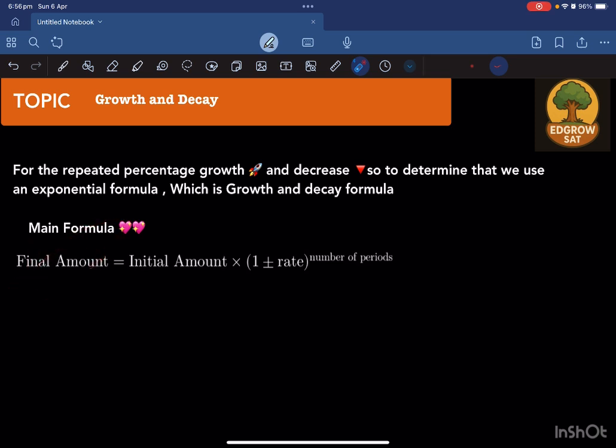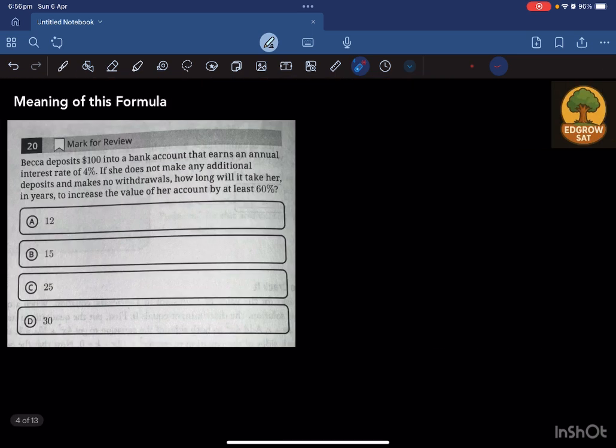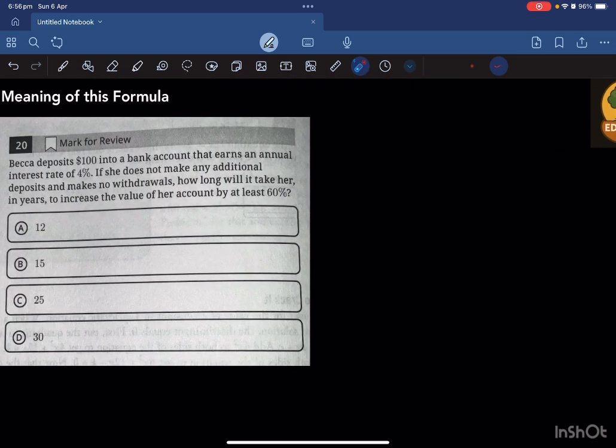So, for understanding this, we will use some questions for better understanding. Let's start with the question. I have taken this question from the Princeton Review book. Becca deposits $100 into a bank account that earns an annual interest of 4%. So yes, we have a growth. If she doesn't make any additional deposit or withdrawal, how long will it take her, in years, to increase the value of her account by at least 60%?